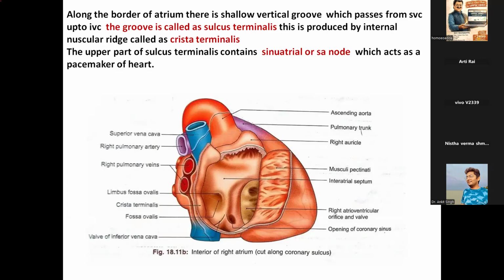So the groove is on the external side and you call it the sulcus terminalis, while the ridge that is on the internal side is called the crista terminalis, right? So that is the sulcus terminalis and the crista terminalis. We are talking about the same feature, but on the internal side, as it is a ridge, we call it the crista terminalis. On the external side, as it is a groove, we call it the sulcus terminalis.